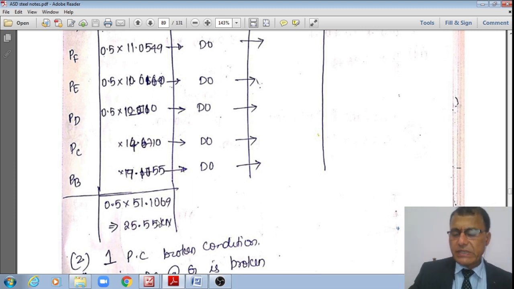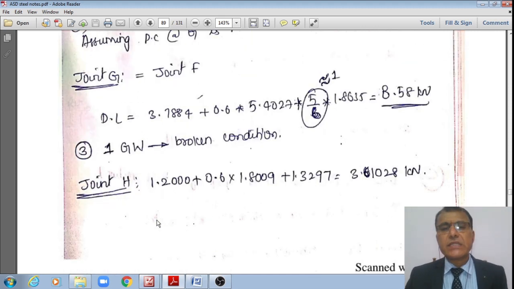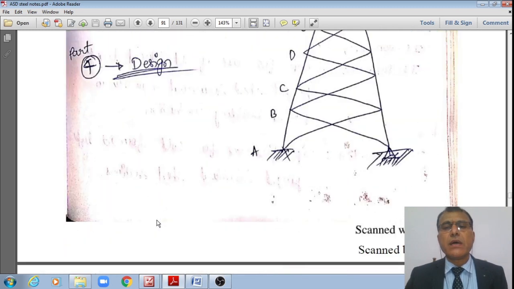Once I get this horizontal force at the base, now what I'll do is find out the angle, right? I know the lengths, right? Therefore, with respect to this vertical, using trigonometry I can find out the angle. Now this angle will work out from mathematics as 7.125 degrees.